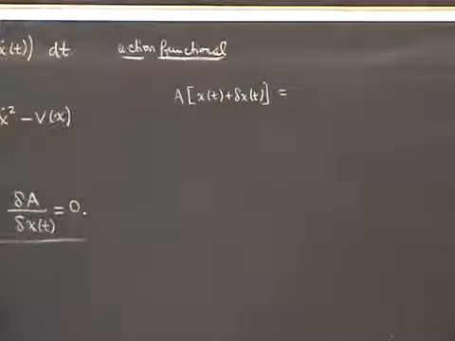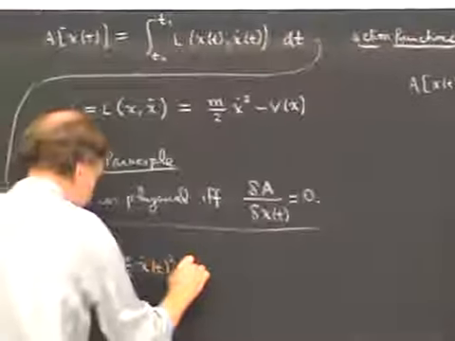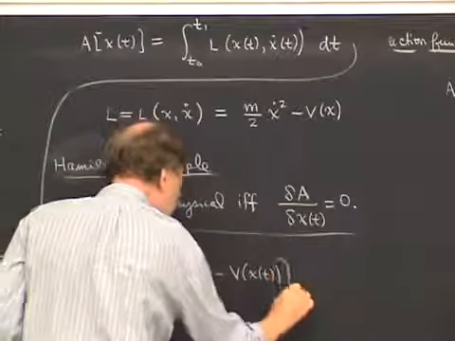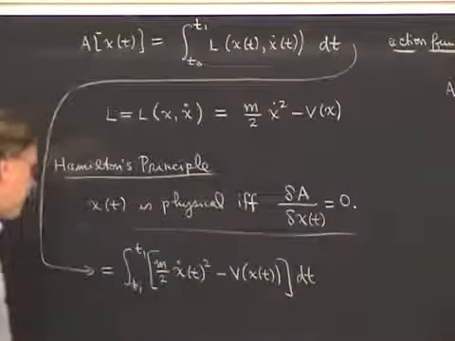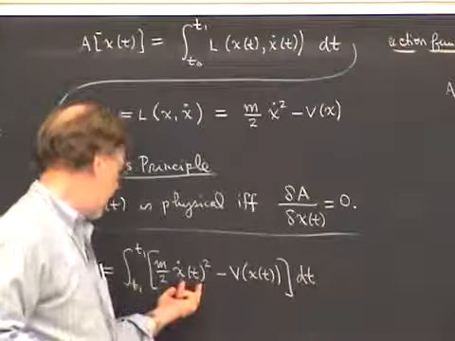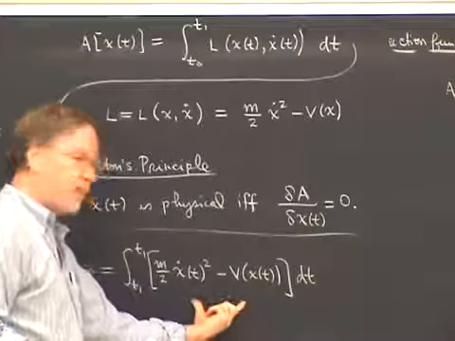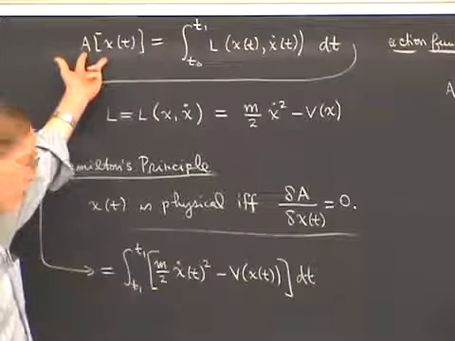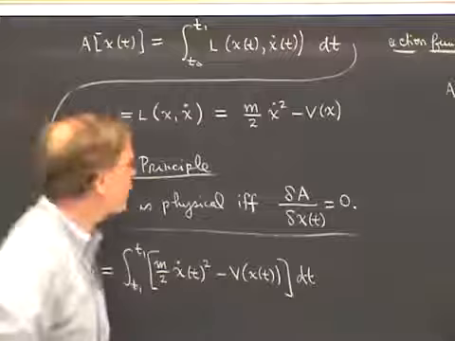Well, the action along the original path, let me write this out. This is the same thing as the integral from t0 to t1 of the mass over 2 times x dot of t quantity squared minus the potential evaluated at x of t, and that whole thing integrated over time. This is just what we mean by integrating the Lagrangian dt. We take our path x of t, differentiate it to get an x dot, plug it into this formula, and integrate it as a function of time. We do the integral, the number comes out, and that's what we call the action along the path. And remember that it does not have to be a physical path.